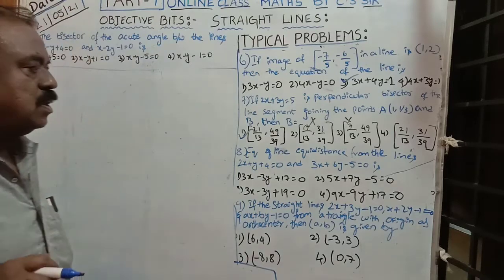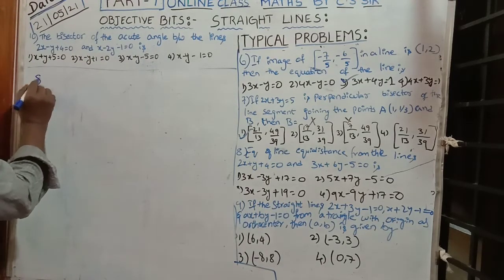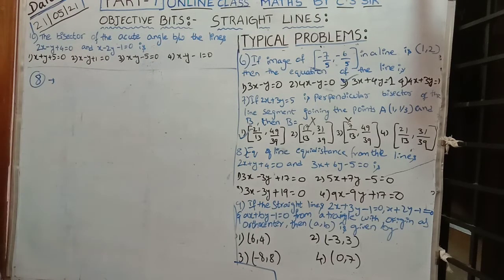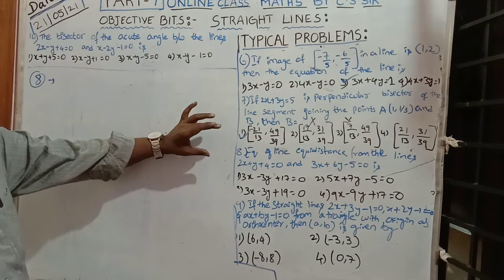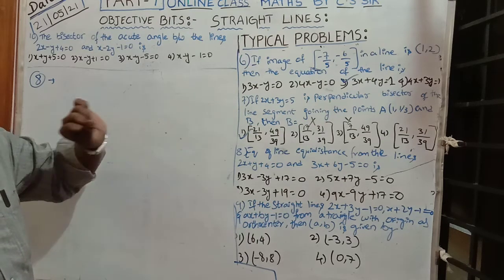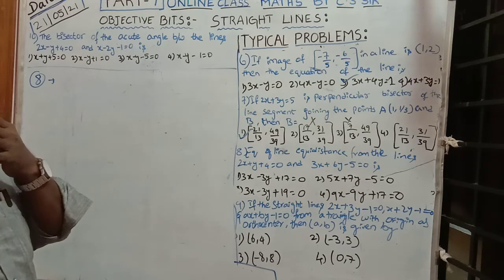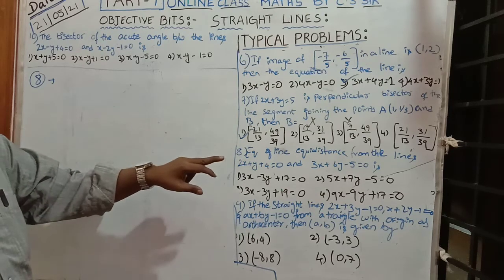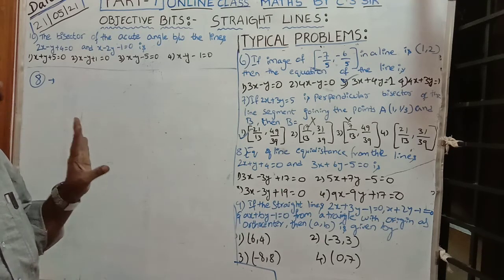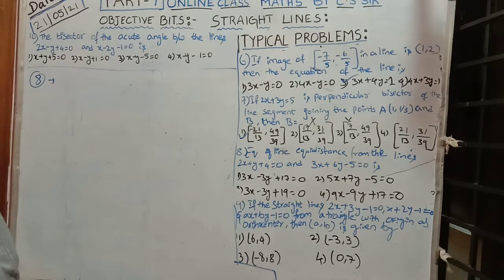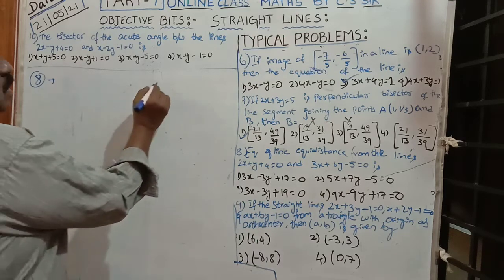Okay, now the eighth problem. The eighth problem is somewhat a different one. Observe it. This concept is not in our syllabus. Equation of a line equidistant from the two given lines. Okay, now the two given lines are like this.